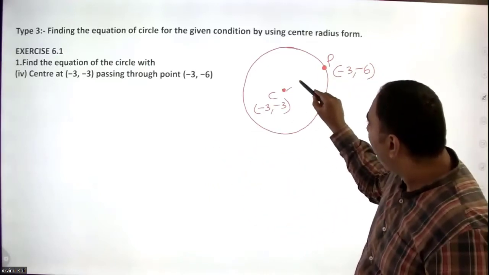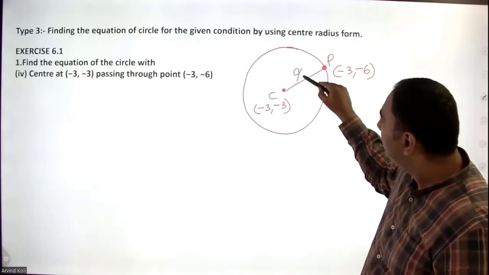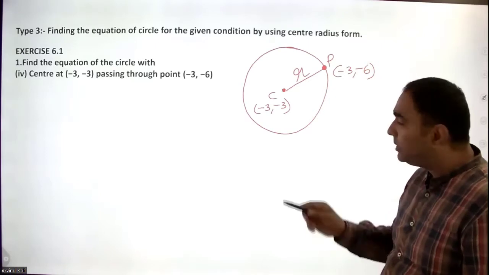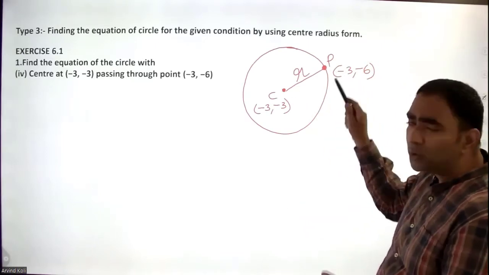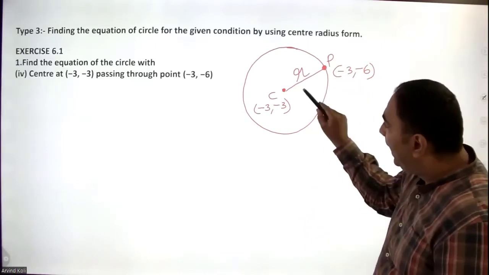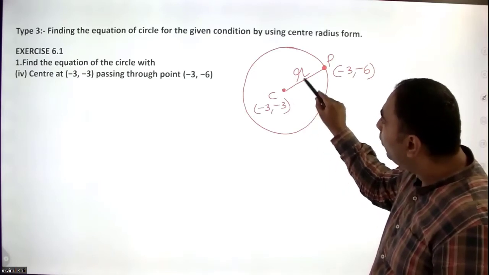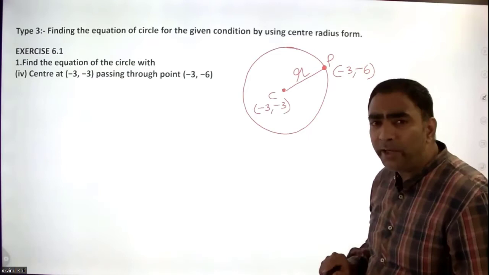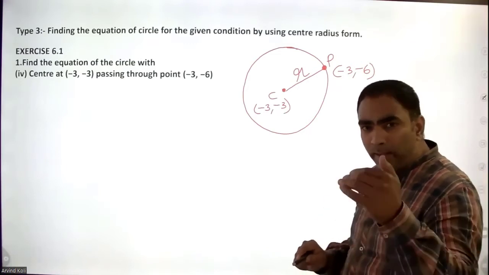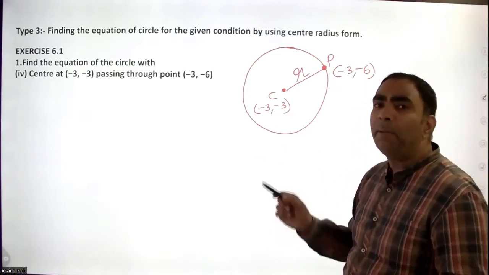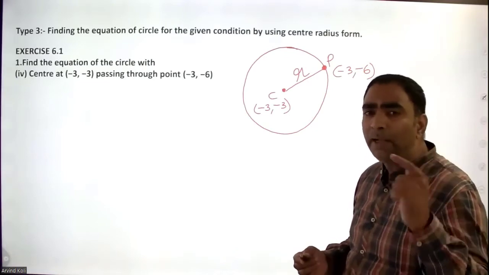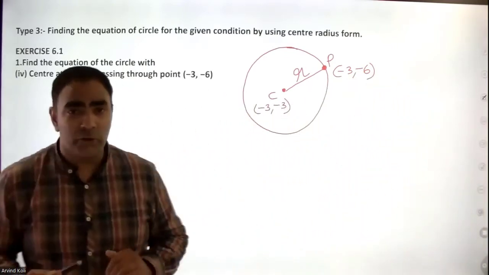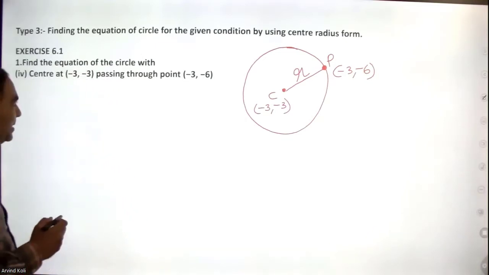CP is the radius of the circle. जब हम center और any part of the circle join करेंगे तो हमें radius मिलेगा. We know how to find distance CP. Distance CP we will be calculating using distance formula. Distance formula से CP मिला मतलब radius मिला. उसके बाद हम लोग अप्लाई कर सकते हैं center radius. That's how we are going to get the equation of this circle. So let's begin.